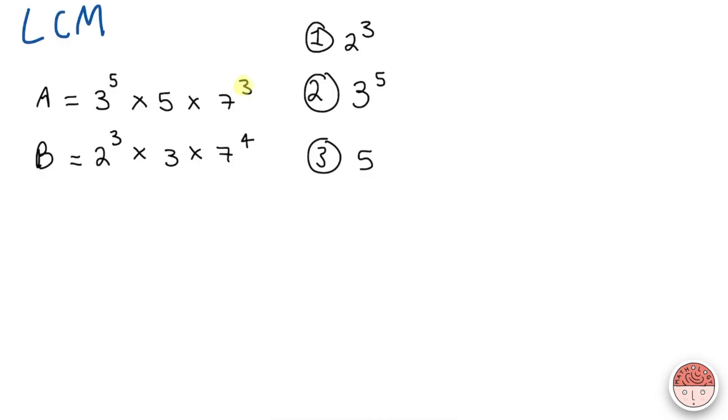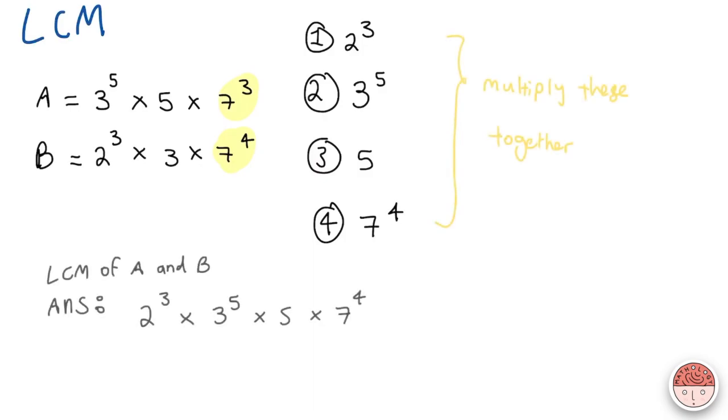Lastly, we have a base number of 7. Again, we would have to compare their powers, and because 4 is greater than 3, we would include 7 to the power of 4. After having all these indices included, we would finally multiply them together. Often in exams, typically you can just leave it in indices form as a multiplied product like this.